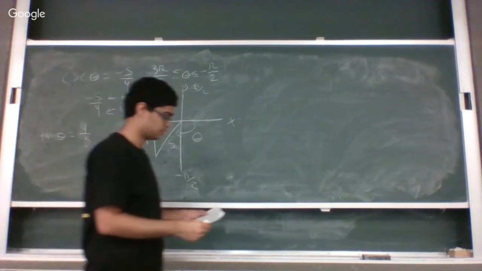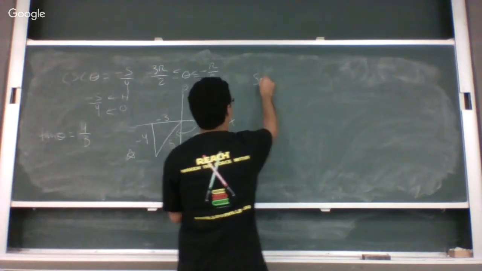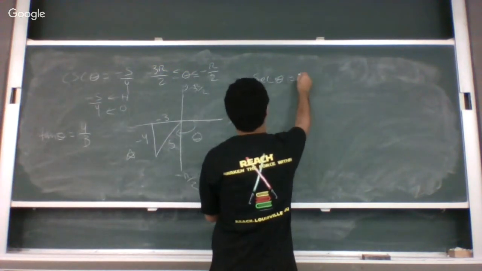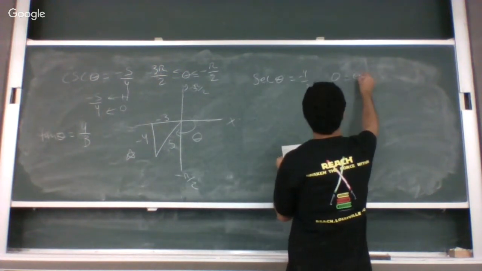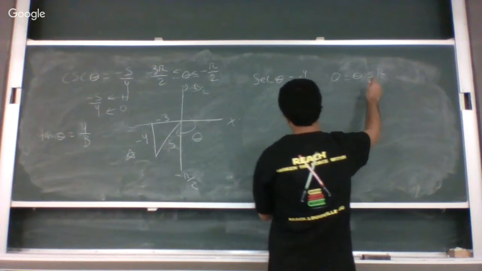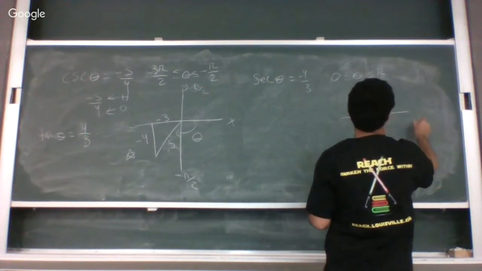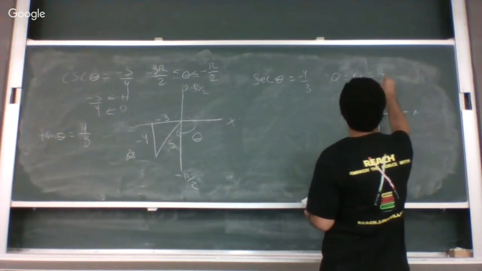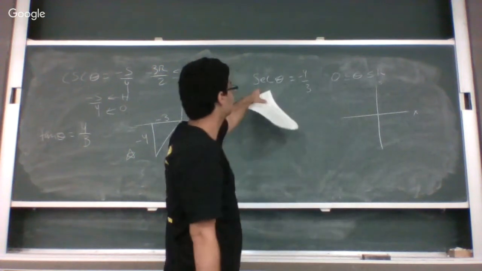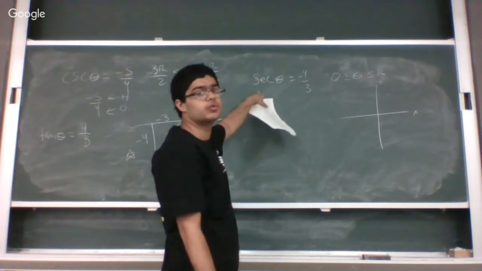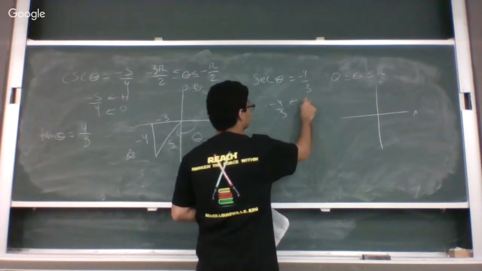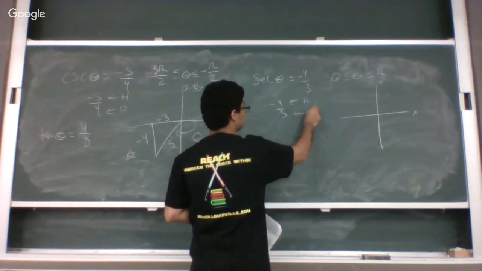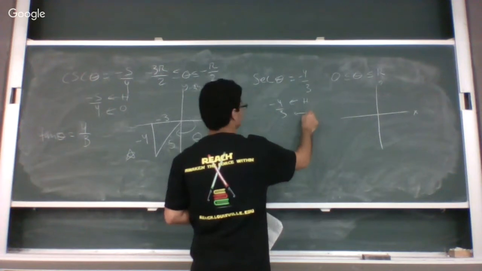And then in this one, secant of theta is equal to -4/3, and theta is between 0 and pi. So if we were to draw it, secant is what? 1 over cosine. So -4/3. This is the hypotenuse, and this is the side, we'll call it adjacent.